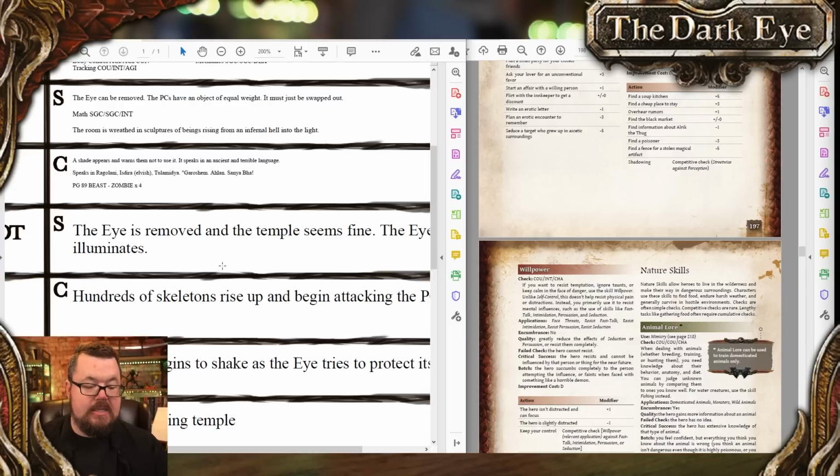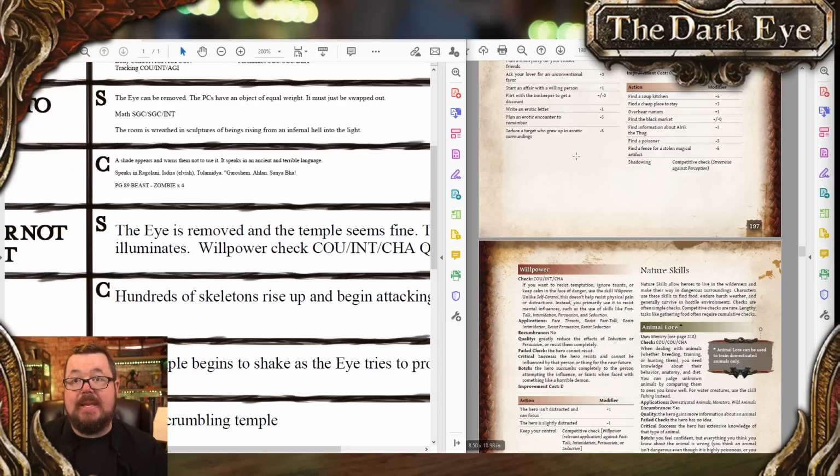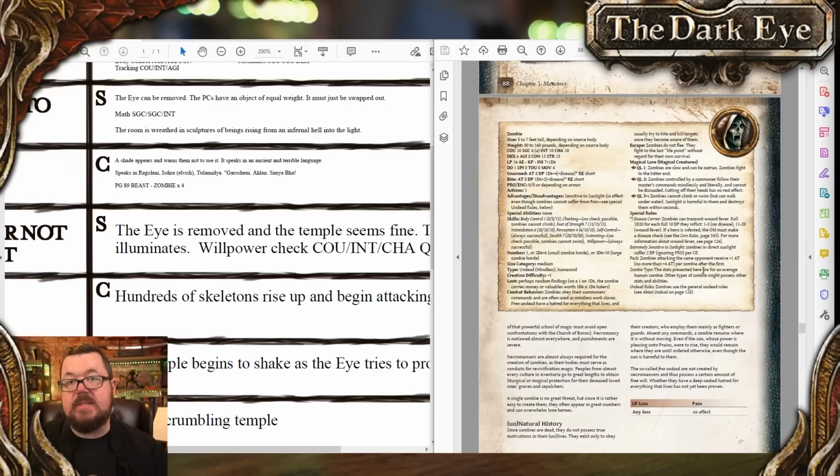So I think the eye is going to illuminate, and that is going to require everyone to make a willpower check, and that is courage, intelligence, and charisma. Okay, and I'm going to say quality level of 1 because it's weird, but they've kind of done a little bit of research. Illuminates, that gives them that, so that's cool. Then hundreds of skeletons rise up and begin attacking the party. So this depends on how well the zombie attack has gone as to just how many skeletons we're going to use. I know that they do have skeletons here.